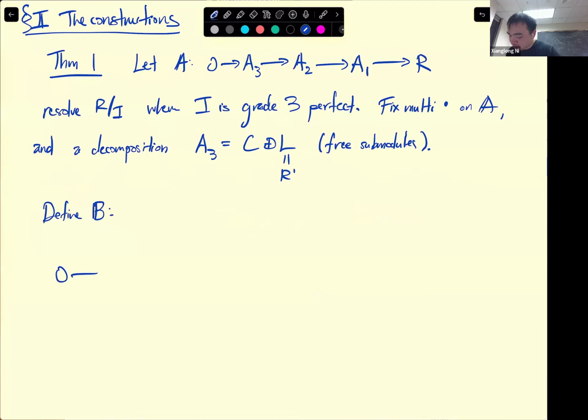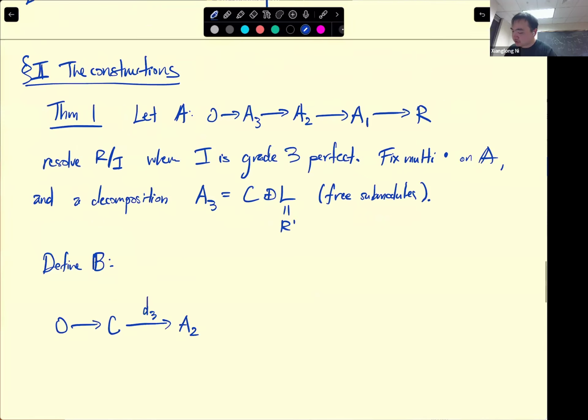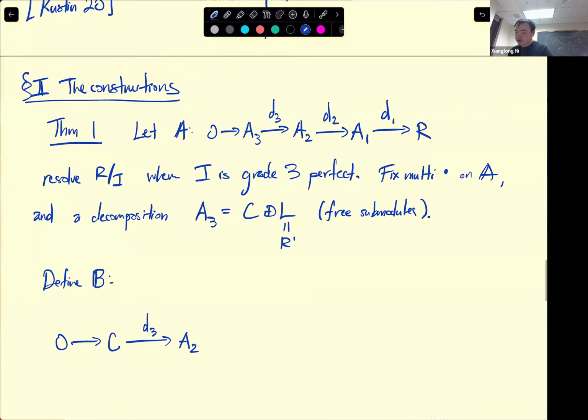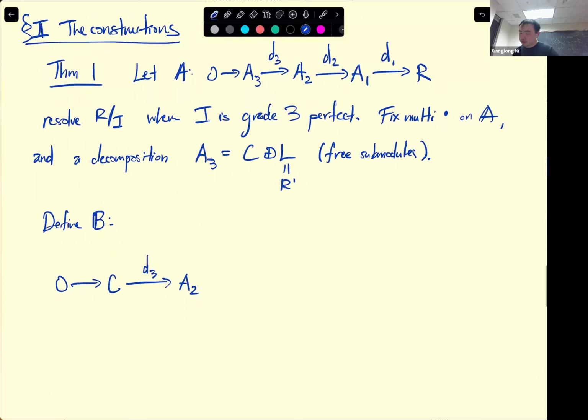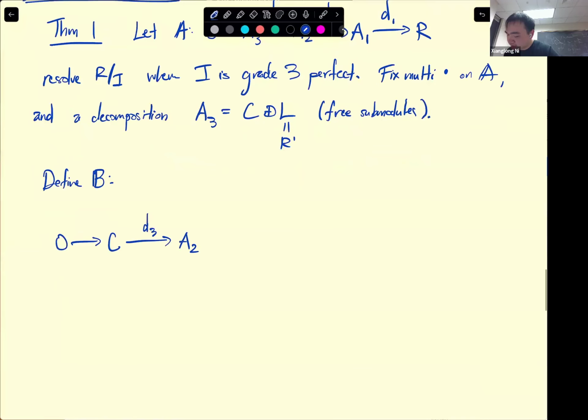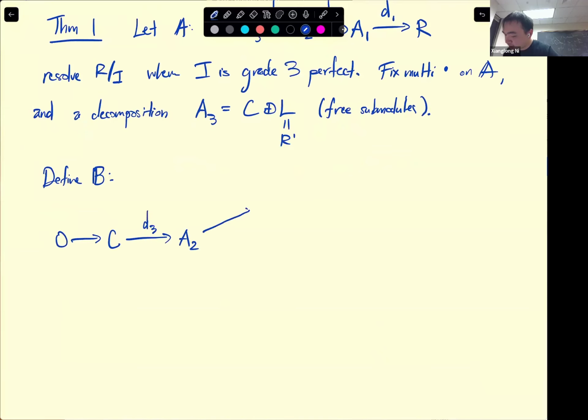So the last differential here will be from C to A2, and this is really just all but one column of the original D3, so I'll call these D, D2, D1. So I'm taking all but one column of D3 as my last differential of B, and then next I'll have a map from A2 to A1, which is just D2, but I'll also have a map from A2 to A1 dual tensor L, and I'll define this in a moment.